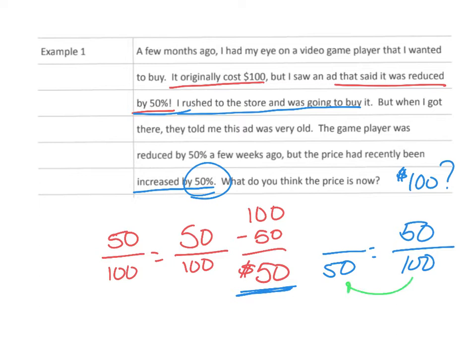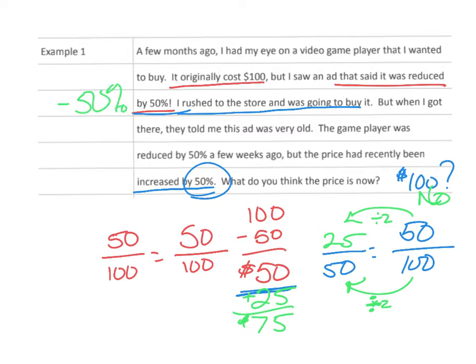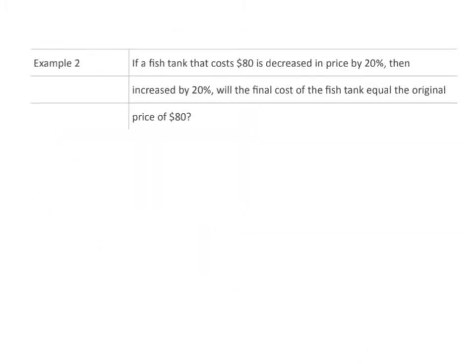So to solve this, let's see, 100 times 2, divided by 2, not times 2, gives me 50. So 50 divided by 2 gives me 25. So we add that on, and that price is now $75. So no, it is not $100. Subtracting 50% and then adding 50% does not equal the same price. So be careful.